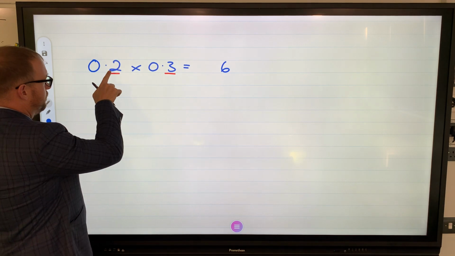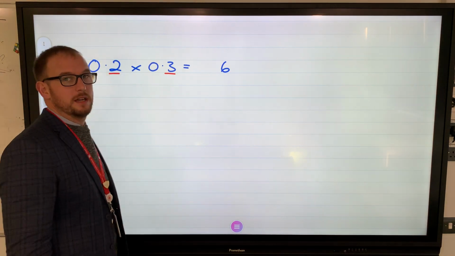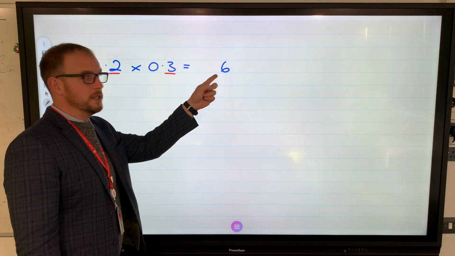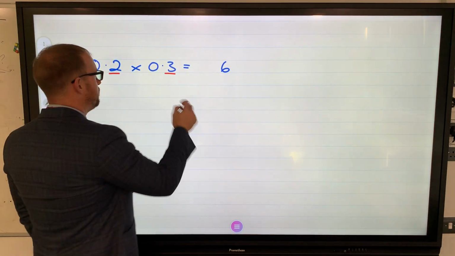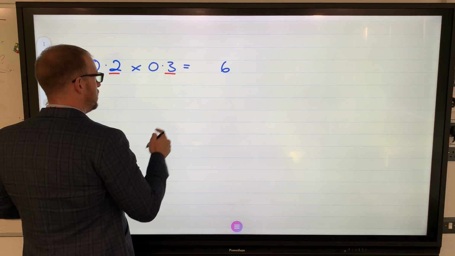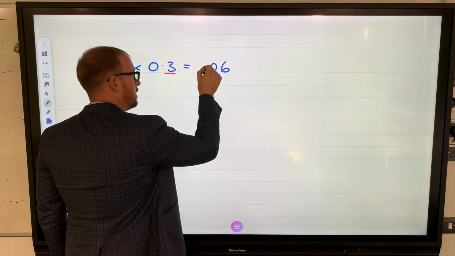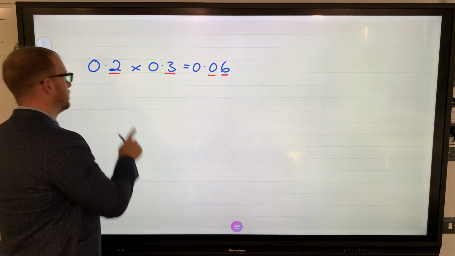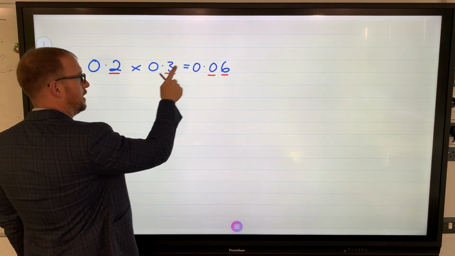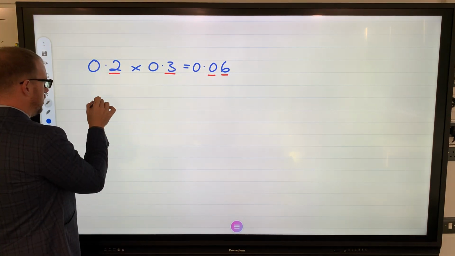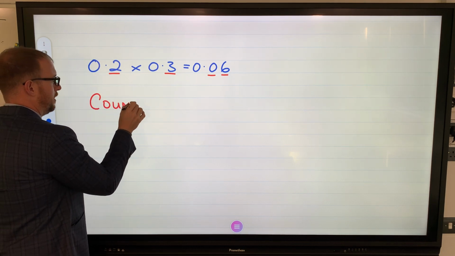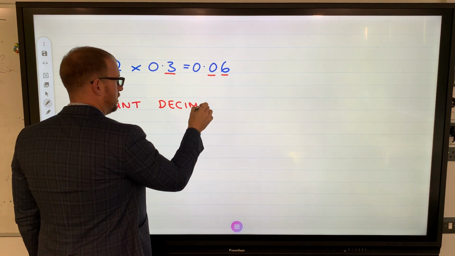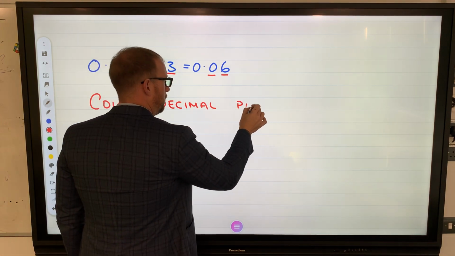That is right. However, we now need to count our decimal places. I've got 1 here, I've got 1 here. Therefore, my answer has to have 2 decimal places. But I know I've only got one 6. However, if I've got 2 decimal places in my answer, that means I have to have 0.06. 1 decimal place, 1 decimal place, 2 in my answer. So my biggest tip for multiplying would be: count decimal places.